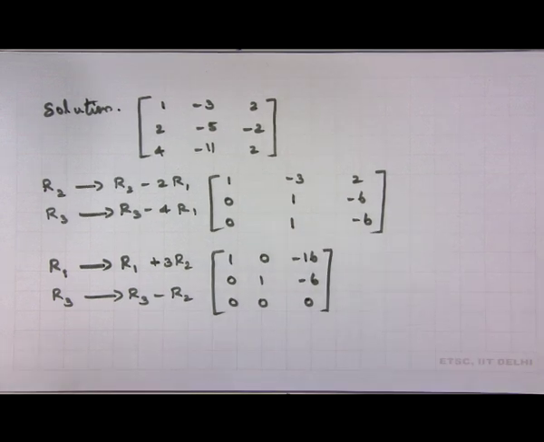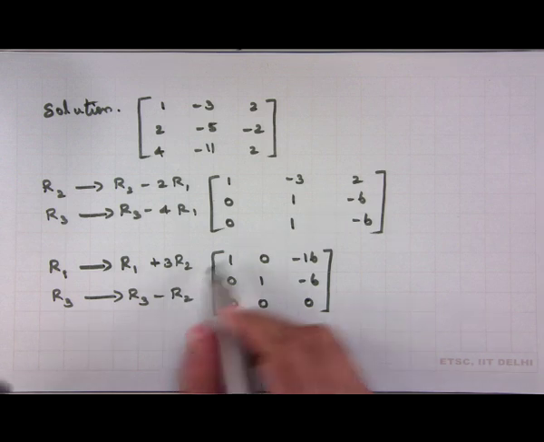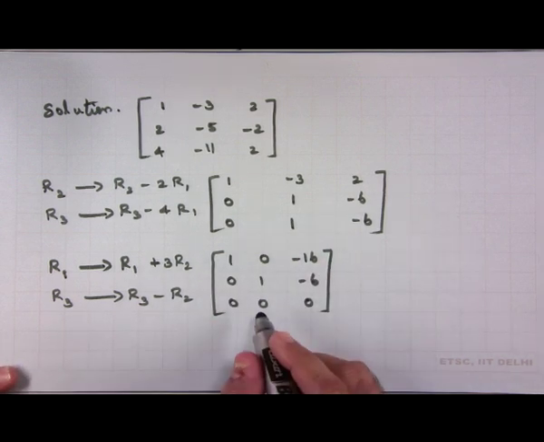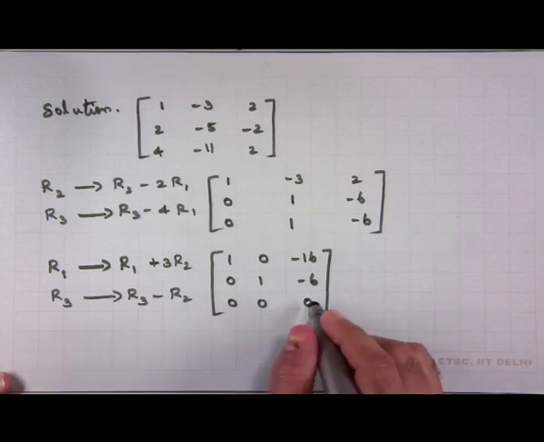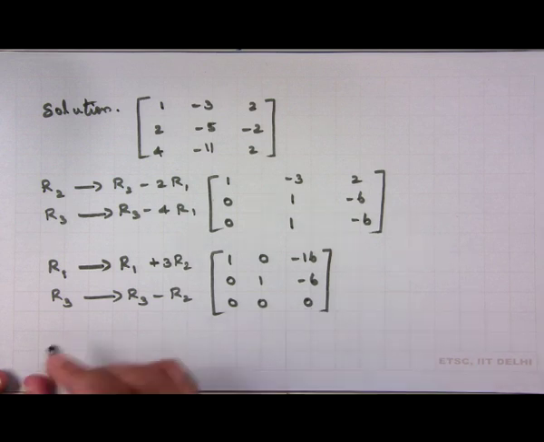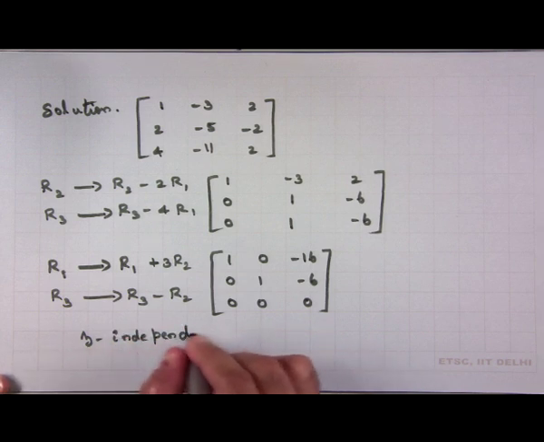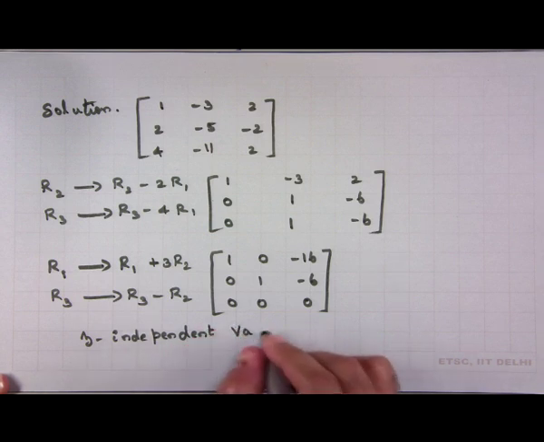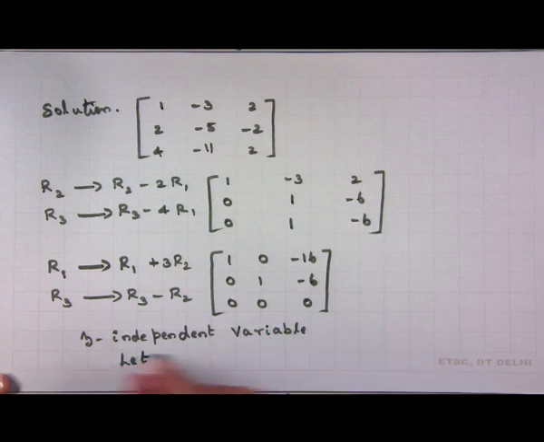Now, notice that you have a 0 column and therefore, rank of the coefficient matrix is only 2. So, we have independent and dependent variables. So, now you do not have a 1 or the leading coefficient in the last variable. So, we will treat the last variable, that is z, as the independent variable. So, let z equal to lambda.